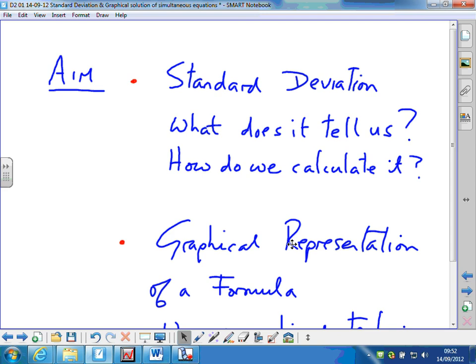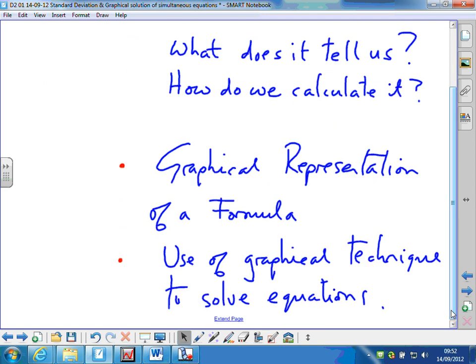So that will be the first of 4 or 5 assignments done, okay? And then we'll have a break, and then I'll carry on our discussion about graphical representation of formula that we were just looking at a second ago, and how we can use that graphical technique to solve simultaneous equations. So that's the plan for today.